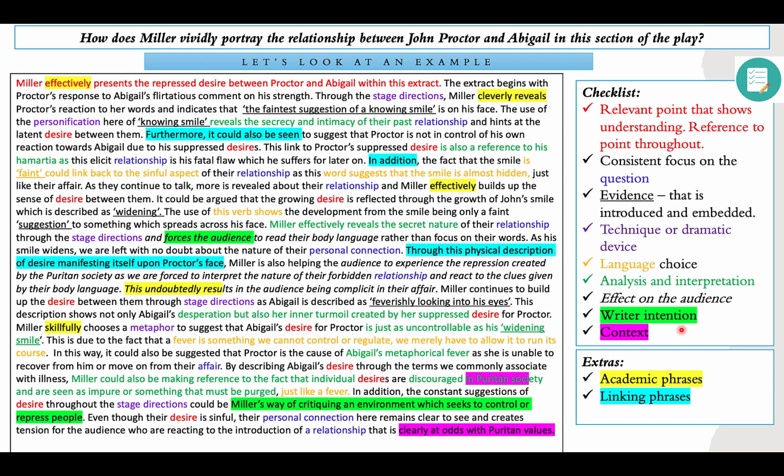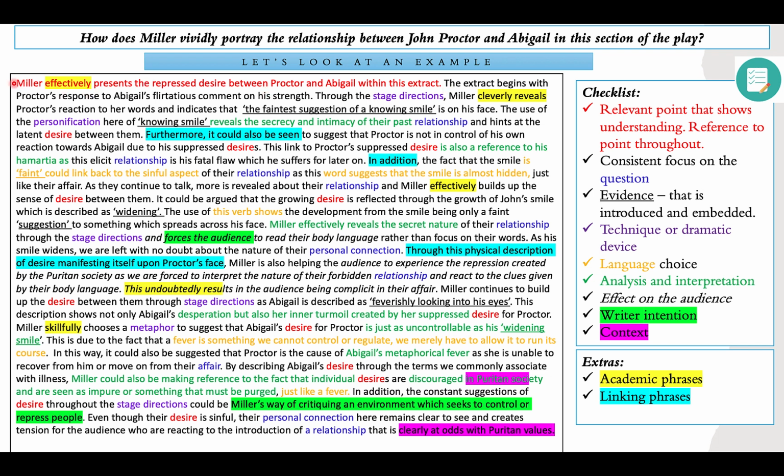We've also got writer's intention, so what Miller was trying to do, what he wants you to understand, what he wants you to feel or think. And then we've got context. If it's relevant, by all means use context to reinforce your point or to take your interpretation further. And then we've got some added extras that really help with your writing style: academic phrases and also linking phrases. Academic phrases are just that little added extra, and they help with the sophistication of your expression. And your linking phrases show that you are developing your ideas, that they are progressing, that you are building.